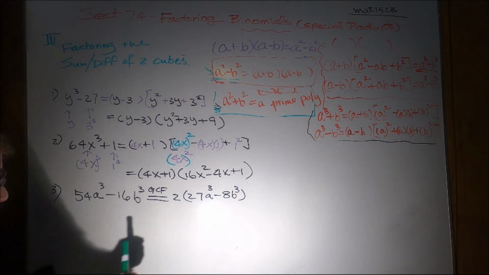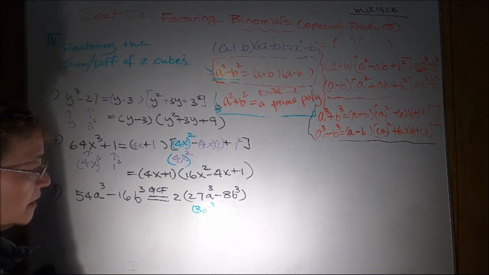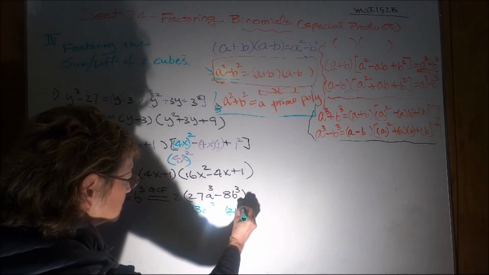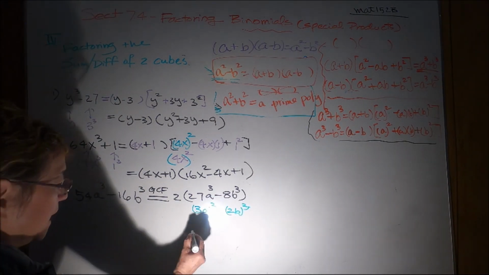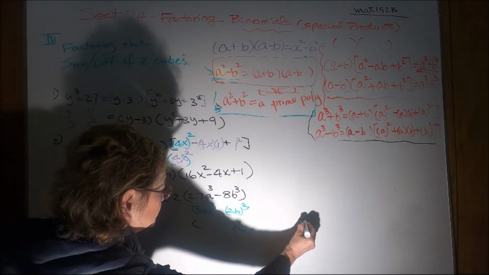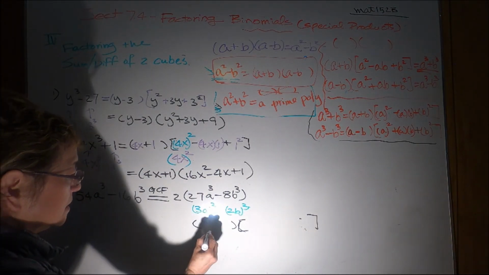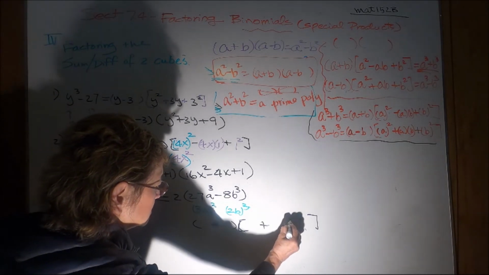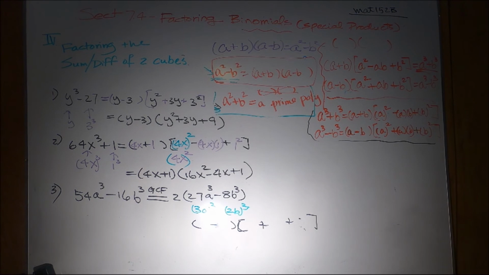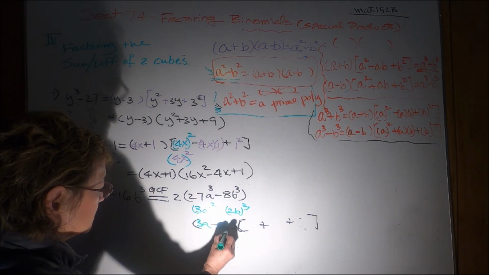Do we have perfect cubes now? So this one is what? 3a take a cube, right? This one, 2b take a cube. Then what should we have? You should have minus here, plus here, plus here, right? So you put your first number here, 3a minus 2b. That's correct.